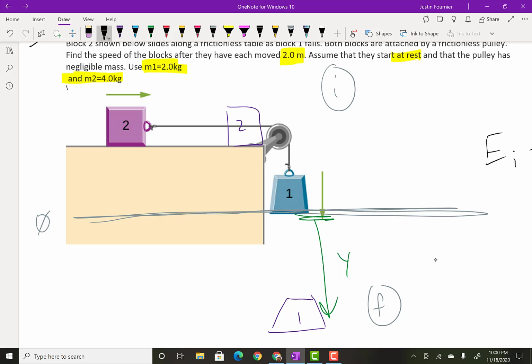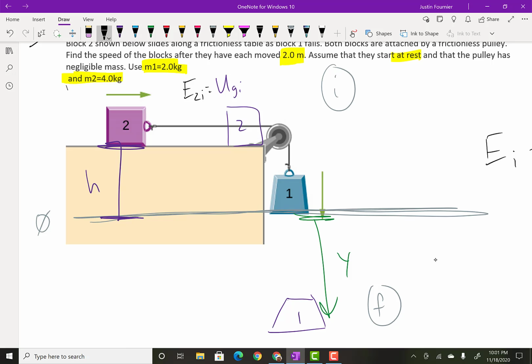So this might seem a little silly, but I'm trying to prove a point. My energy for object 2 initially, well, it's at some height above the ground, so it's at some height I'm going to call h above the ground. So I have gravitational potential energy initially, but both these objects initially are at rest, so there's no kinetic energy. So that's it. Object 2's initial potential energy is that.